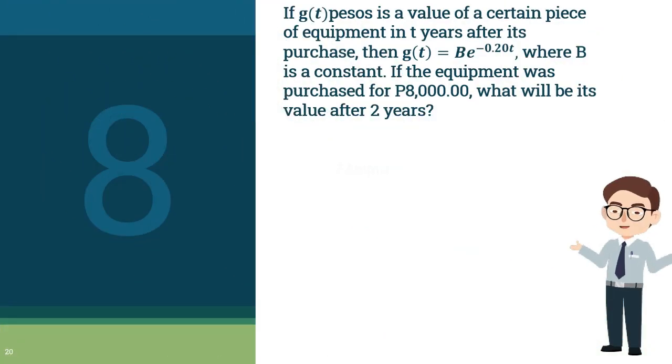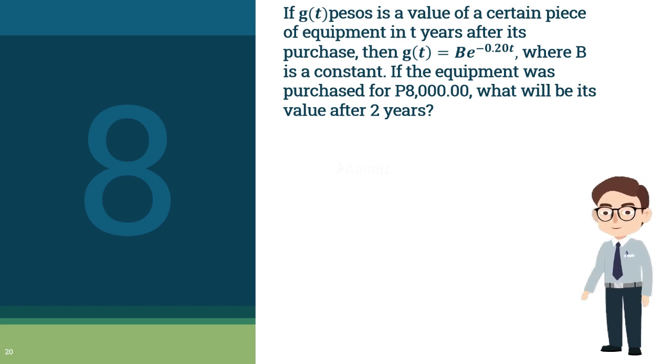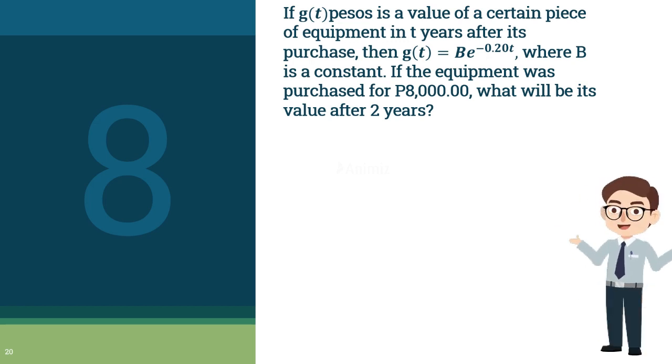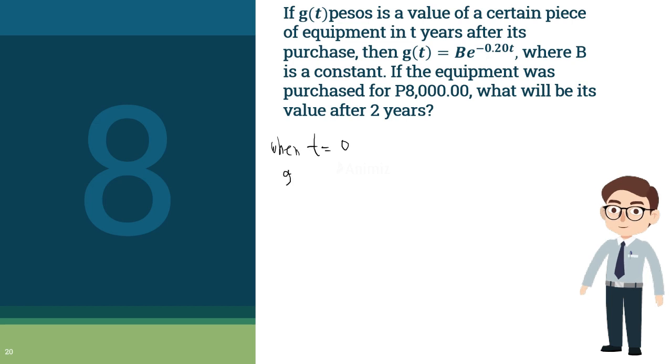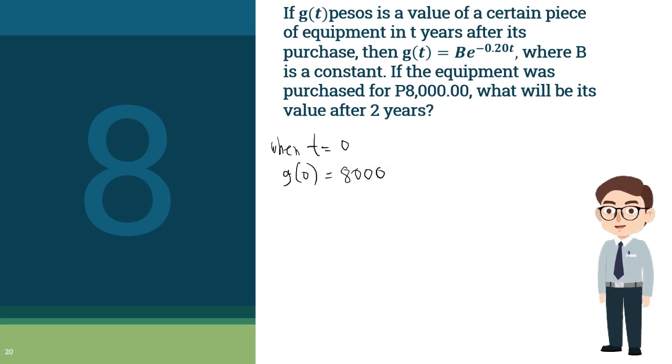For our next example, if G of T pesos is the value of a certain piece of equipment T years after its purchase, then G of T is equal to B E raised to negative 0.20 T, where B is a constant. If the equipment was purchased for 8,000 pesos, what will be its value after 2 years? Okay, let's solve. When T is equal to 0, our G of 0 is 8,000 pesos initially.